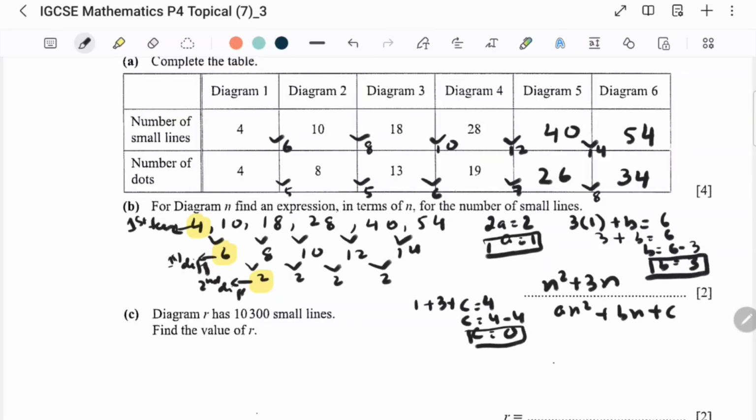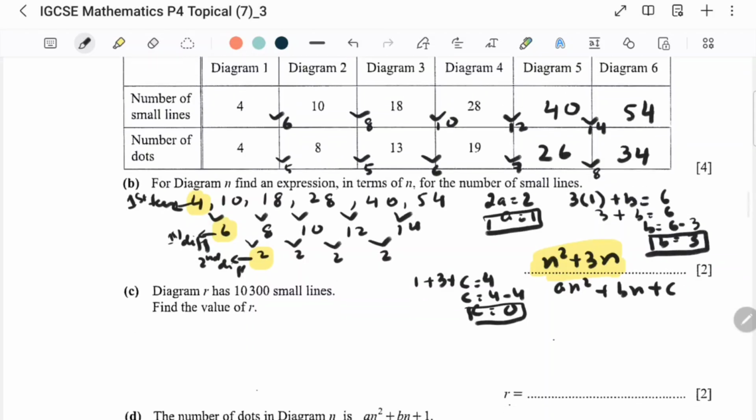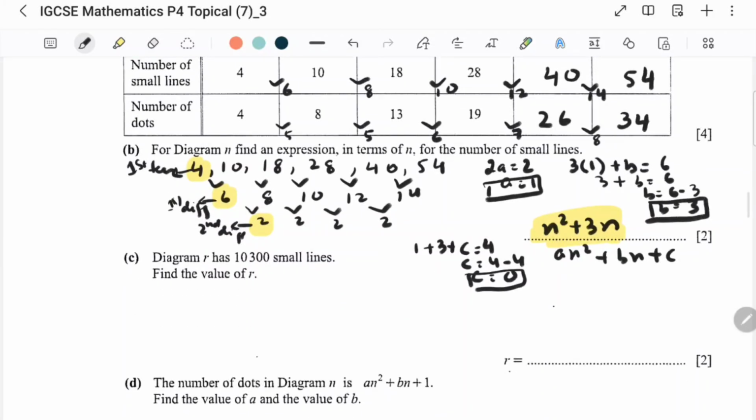So a n square plus b n plus c, so that is 1n square plus 3n plus 0. You can put the value and then you can find out whether it is the right answer or not. How do you do it? 1 square plus 3 times 1, 1 plus 3 will be equal to 4. Diagram R has 130 small lines. Find the value of R.